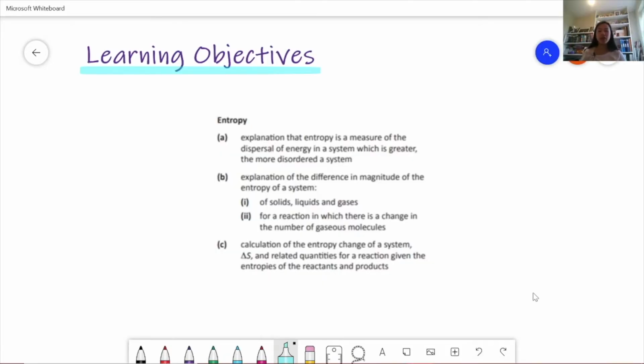Today we're going to be learning about entropy. So the first learning objective is to explain that entropy is a measure of the dispersal of energy in a system, which is greater the more disordered a system. And then we're going to explain the difference in magnitude of the entropy of a system of solids, liquids and gases, and for a reaction in which there is a change in the number of gaseous molecules. And then we're going to calculate the entropy change of a system and related quantities for a reaction given the entropies of the reactants and products.